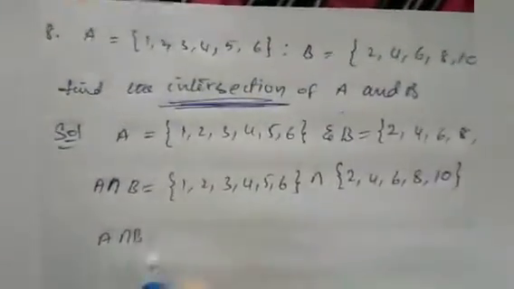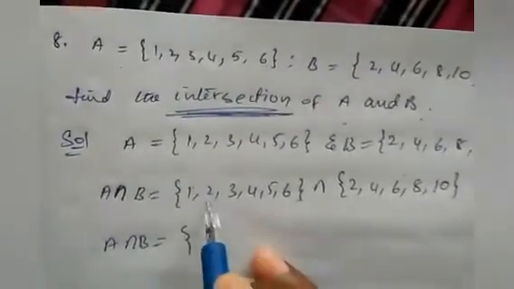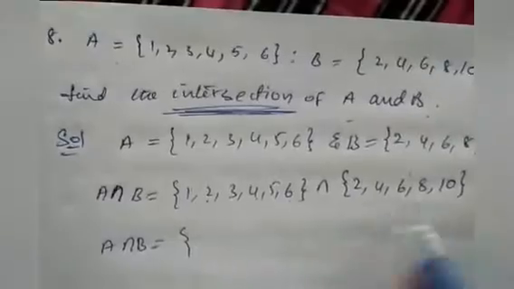So A intersection B is equal to, what are the common elements? What are the common elements here? So 2 is there, 4, 6. 2 comma 4 comma 6 only is the result.